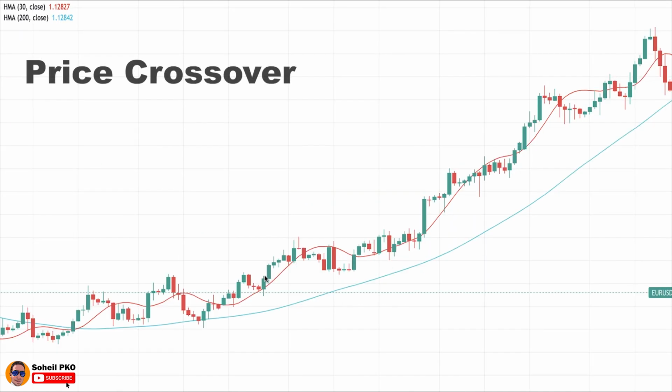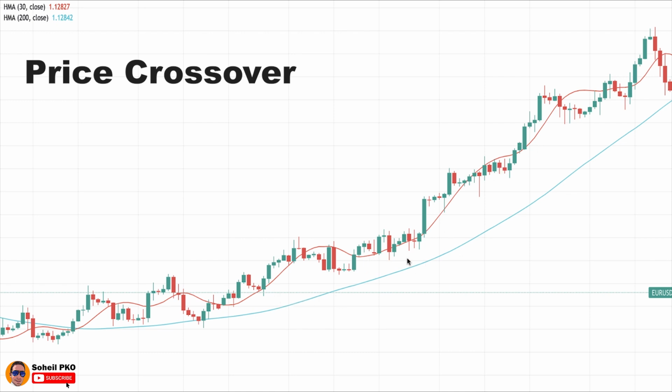We can use the Hull moving average for buying or selling signals simply when it's crossed. When the price moves above the moving average line, this is considered bullish, and when the price moves below the moving average line, it's considered bearish. But this generates many false signals, especially when the market is flat, and a better and safer way to trade based on price crossovers is to have also a longer moving average that shows us what the overall trend is, so we trade in the direction of the market.